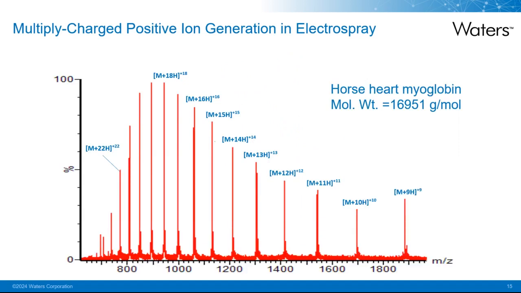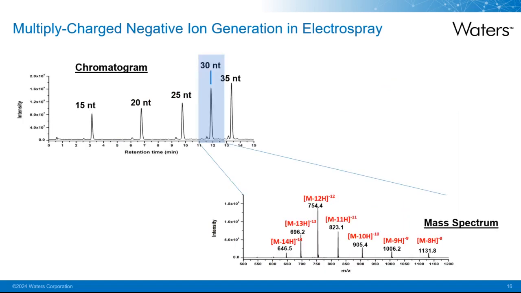Multiply charged positive ion generation also occurs in electrospray. As you can see from the horse heart myoglobin here, you can see multiple charges for this particular compound, where the molecular weight is 16,000, nearly 17,000 grams per mole. We can also see this when separating oligonucleotide species in negative ion mode. If we look at the mass spectrum for the 30 nucleotide species, we have observed from -8 to -14 charged states.